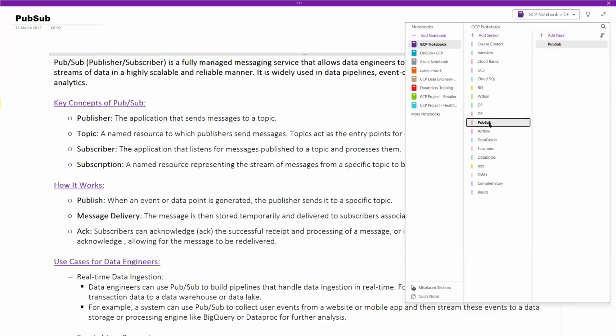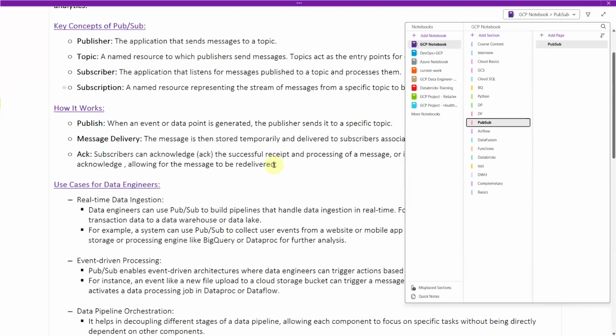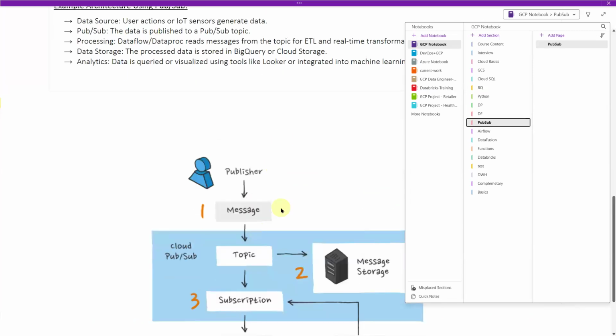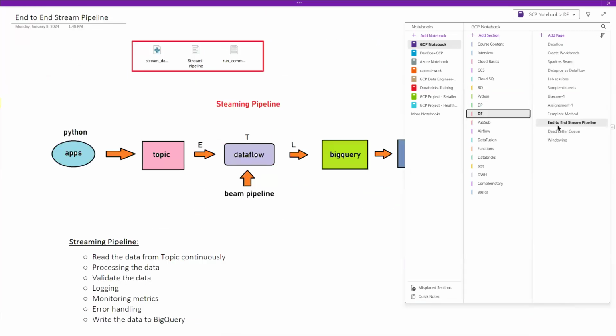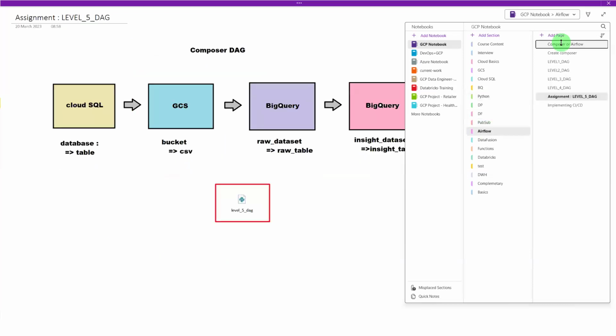And Pub/Sub: what is Pub/Sub, the key concepts and use cases, and an end-to-end streaming pipeline. In the streaming pipeline, we introduce Pub/Sub here, because Pub/Sub is a streaming data tool. So that's the topic, the Pub/Sub topic is here. And again, Airflow, nothing but Composer.